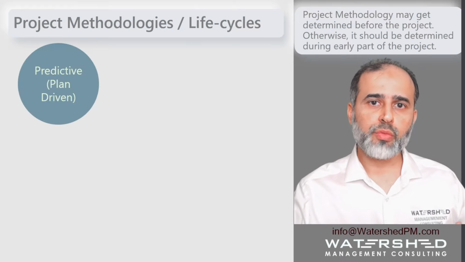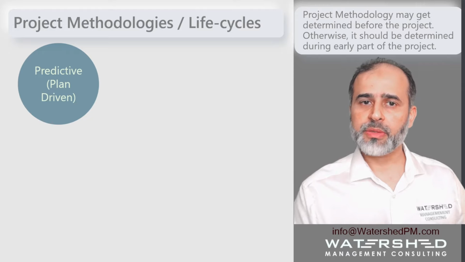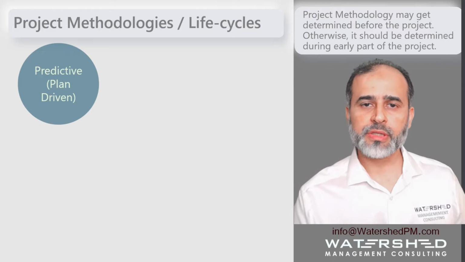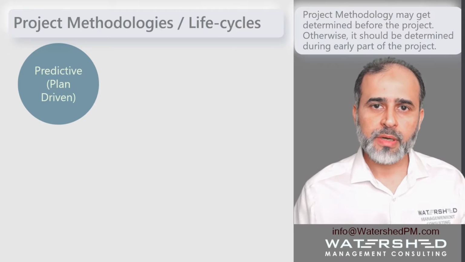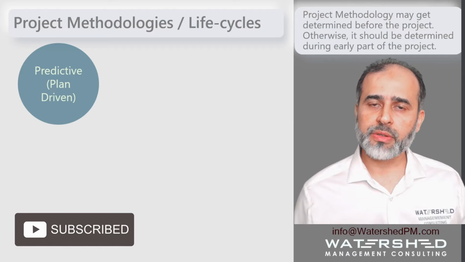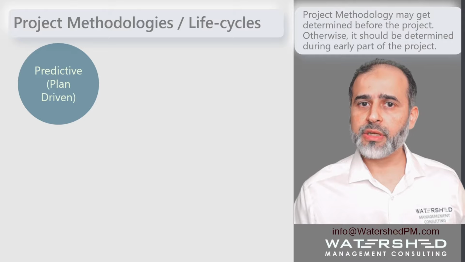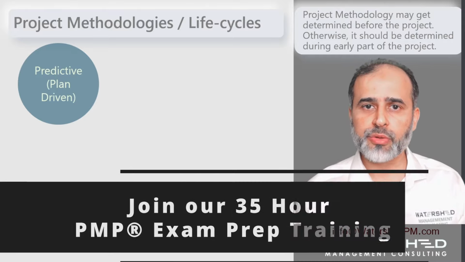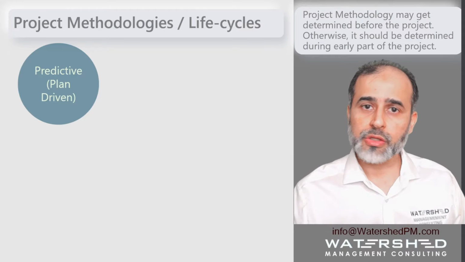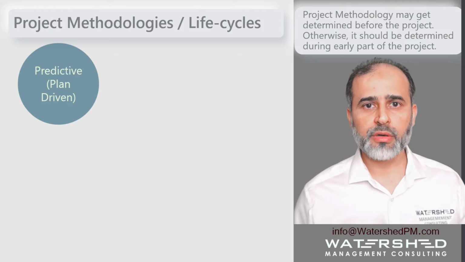To begin with, on one side of the spectrum, we have the plan-driven or predictive project methodology. This is sometimes referred to as traditional project methodology because when project management got started, in the days before the IT revolution, most of the projects were from the construction industry, mechanical engineering, or industrial projects. One of the key characteristics of a plan-driven project is that the scope of the project is widely understood and clearly defined very, very early in the project.